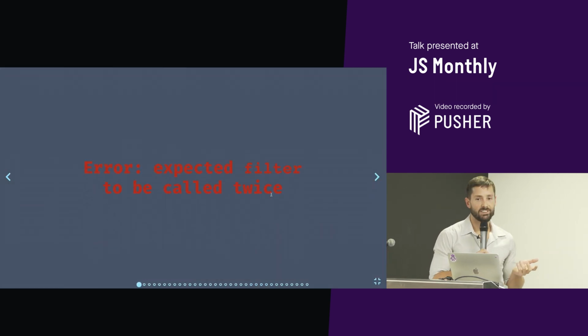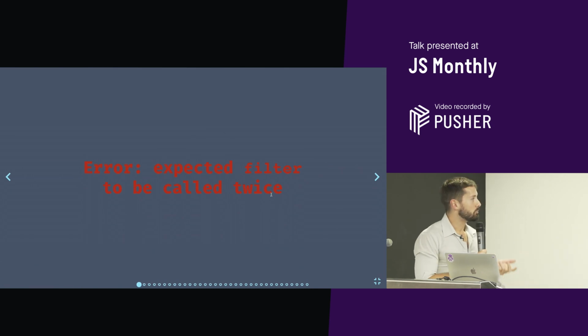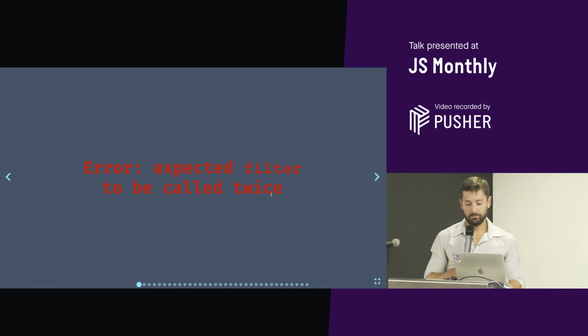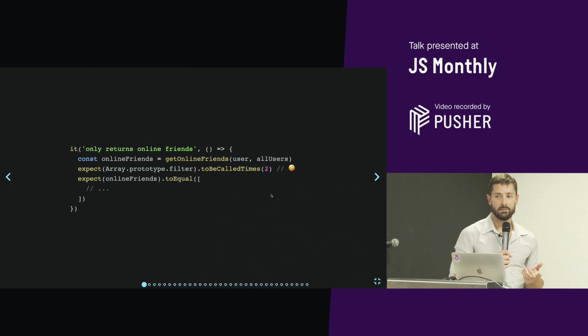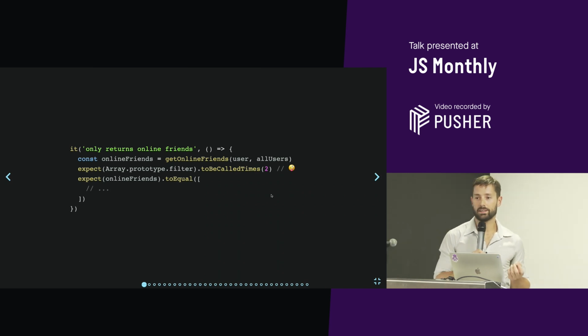They're red. You see a warning. It says expected filter to be called twice. So in a panic, you go to the tests and you find this. And you see that somebody was testing that filter was called exactly twice. And then you go mental.